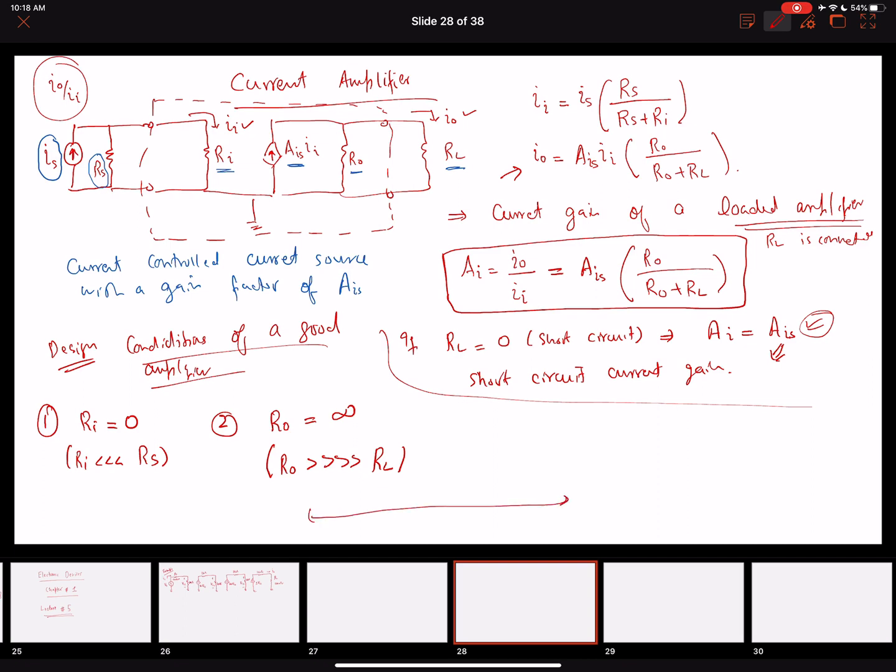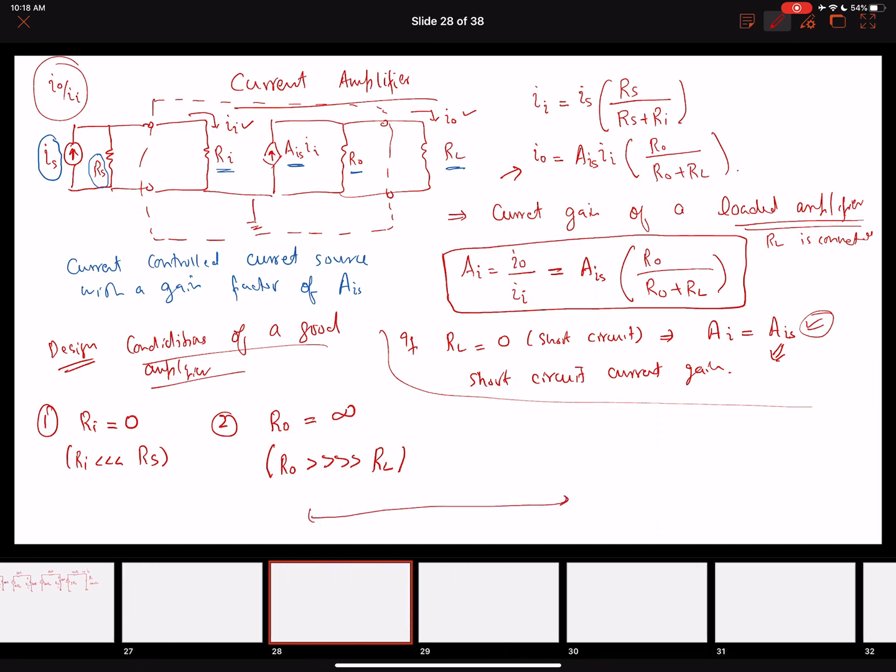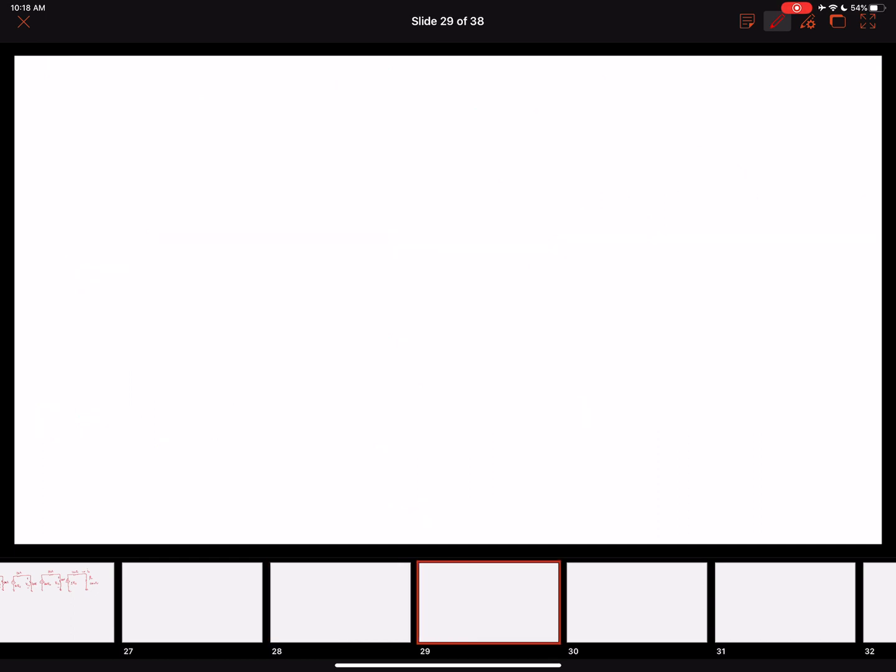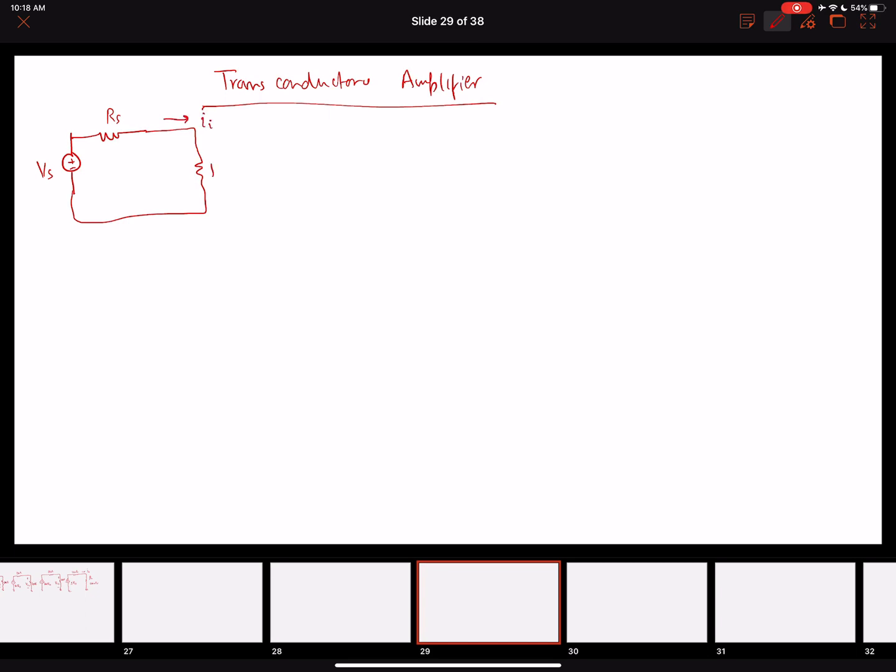Okay. Now, very quickly, we are going to discuss another type of amplifier known as a transconductance amplifier. So let me draw the circuit. In a transconductance amplifier, we will have a voltage source that we want to amplify, and then this will draw the current Ii. Our input impedance of the amplifier will be Ri, and the potential drop across it will be Vi.